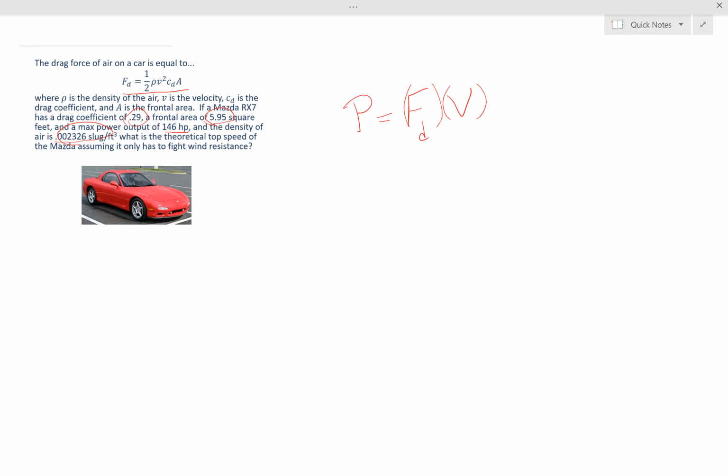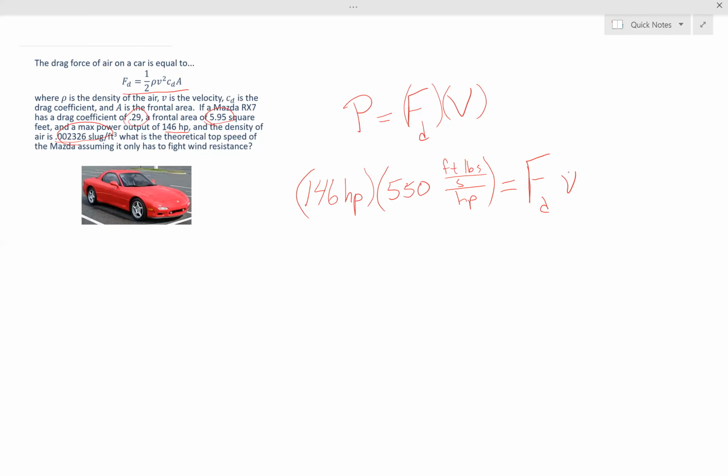So what we want to do now is begin looking at the aspect that we're going to try and determine: the theoretical top speed of this vehicle, where in this case we're looking at a Mazda RX-7. And we're assuming that the only thing that it needs to overcome is that of wind resistance. So if we look at this definition, power is given to us as being 146 horsepower. Now we can convert to foot-pounds per second by multiplying by the 550 conversion unit, where we have foot-pounds per second per horsepower.